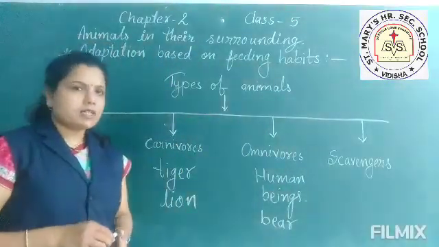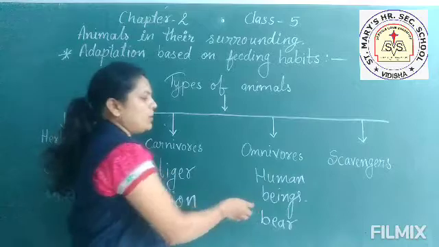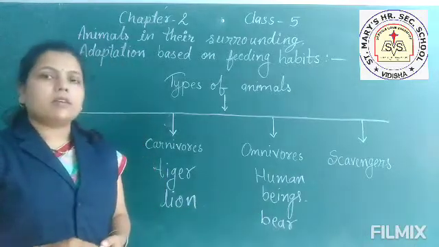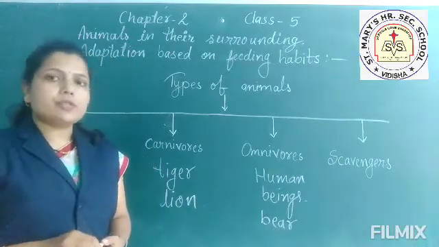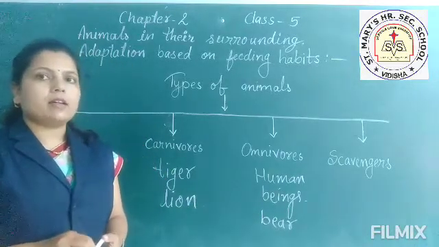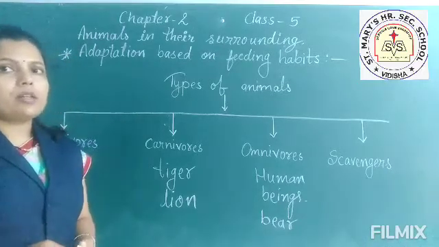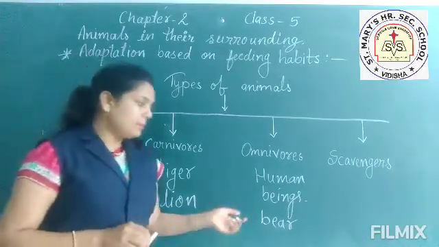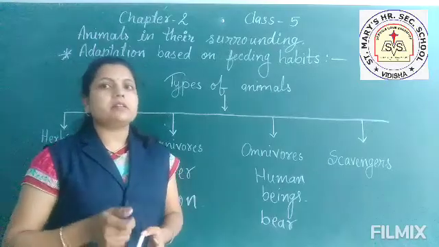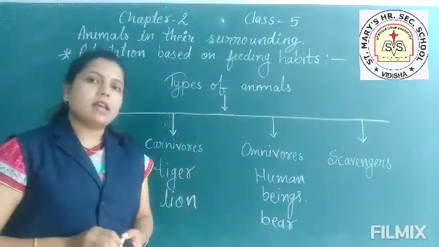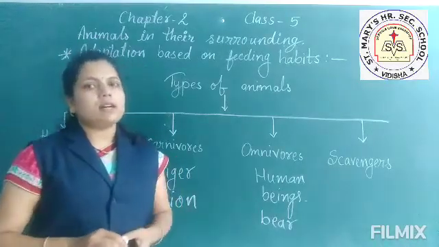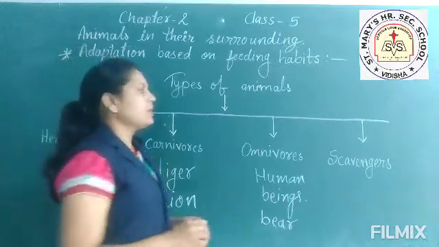And some birds are also omnivores. Their beaks are very strong and a little broad. So the birds can eat the grains as well as the flesh of other animals.